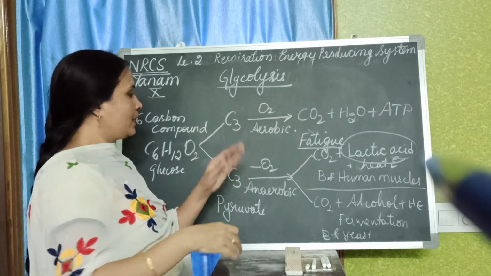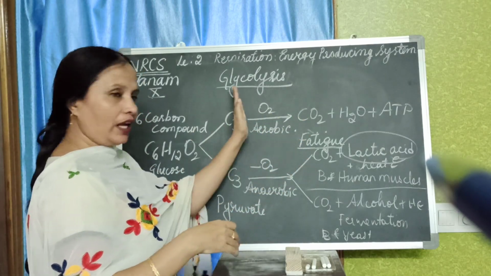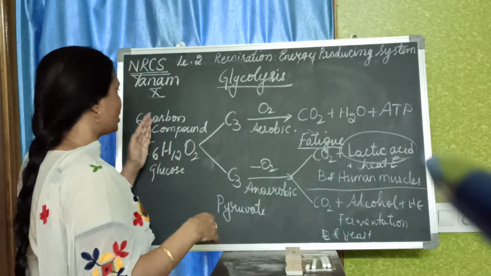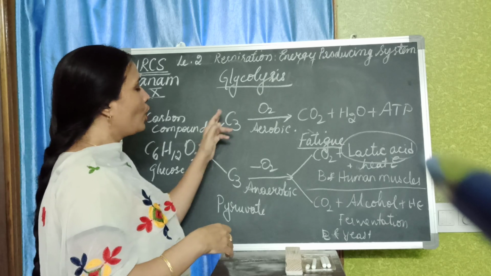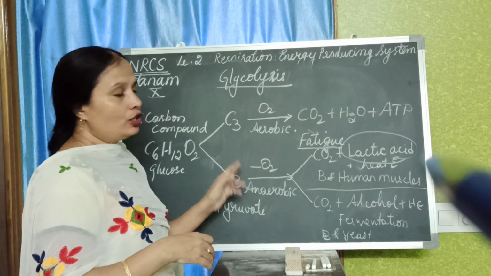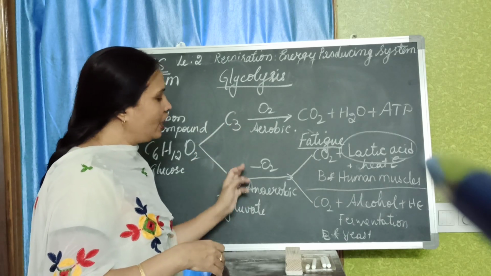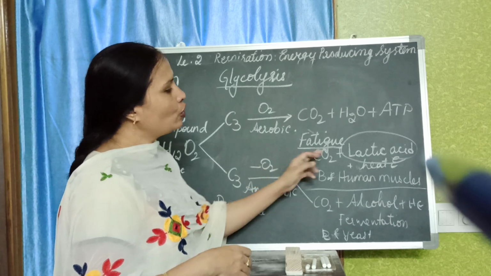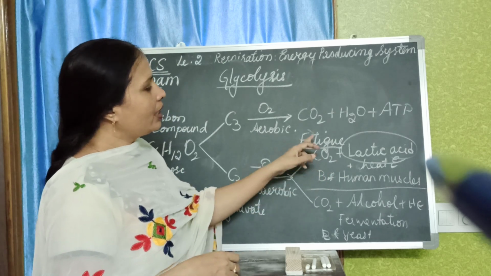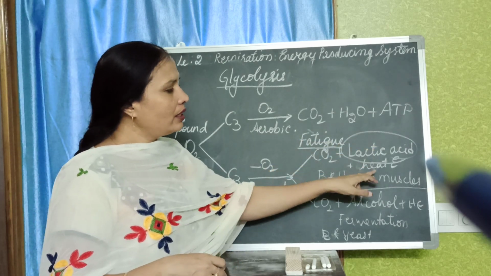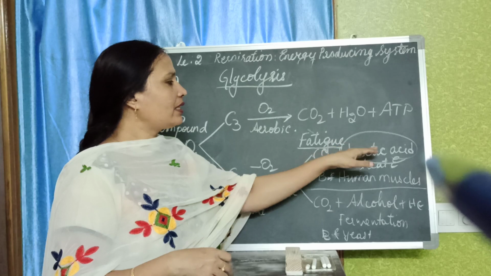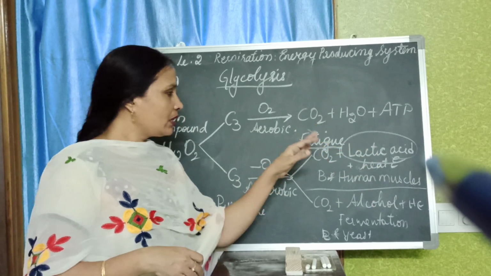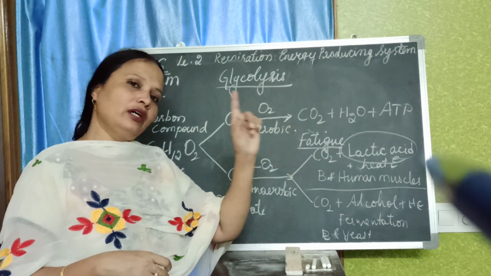Anaerobic respiration. Till here, anaerobic respiration is also the same. Glycolysis, breaking down of the 6-carbon glucose molecule into 2 pyruvic acids, 2 three-carbon compounds, and then in the absence of oxygen, anaerobic respiration takes place. In human muscles and some bacteria, it will release carbon dioxide, lactic acid and heat. When lactic acid is released in the human muscles, it causes fatigue. That is one type of anaerobic respiration.